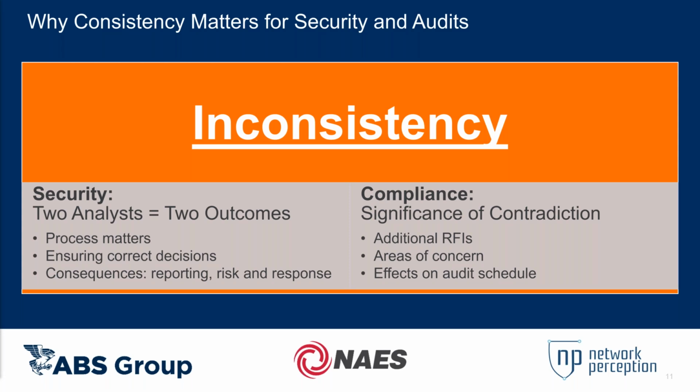Yeah, so really the enemy of both compliance and security is inconsistency. So I like the two sub headlines here. Two analysts, two different outcomes. Two people review a log, they say two different things about it. That's a problem. Or in compliance, you've got significance of contradiction. You find contradictory evidence for the same event or a similar control. This is why process matters. This is why you have to ensure the decisions are being made correctly, and you end up with consequences to how you report things, how you talk about risk, and how you respond to things.